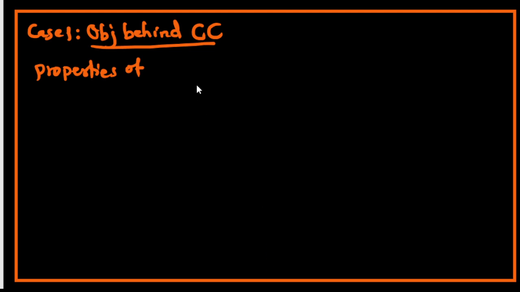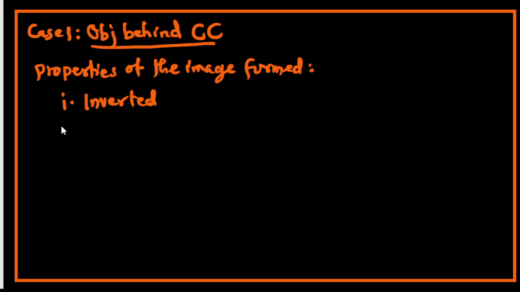Good. So the properties of the image formed. Number 1, the image is always inverted. Number 2, the image is always real. Number 3, the image is always diminished.